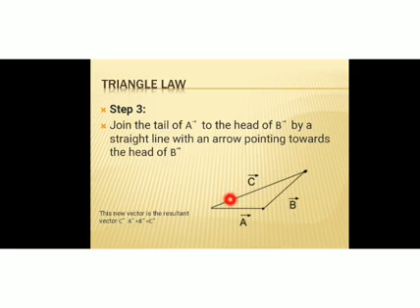Okay, and this new vector C is the resultant vector of A and B. The figure is in the form of a triangle, hence it is known as the triangle law of vector addition. So what is the triangle law of vector addition?